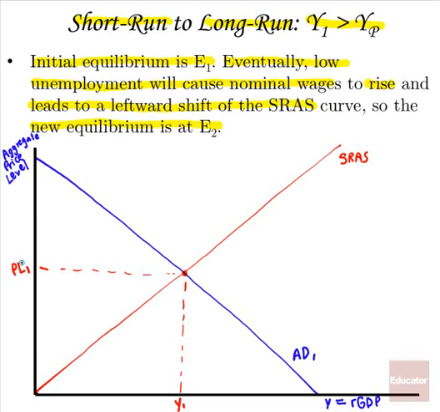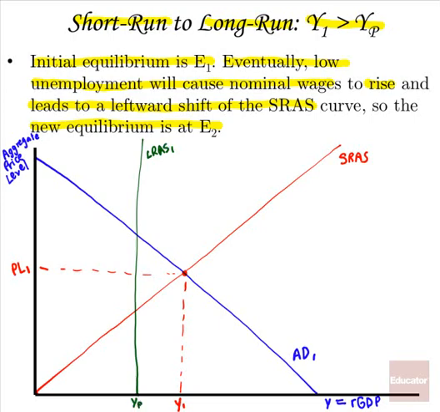Now, if Y1 is greater than the potential output, then Y1 is going to be to the right of YP. So what you would have is the LRAS right here. This would be the LRAS, and this would be YP, Y potential.